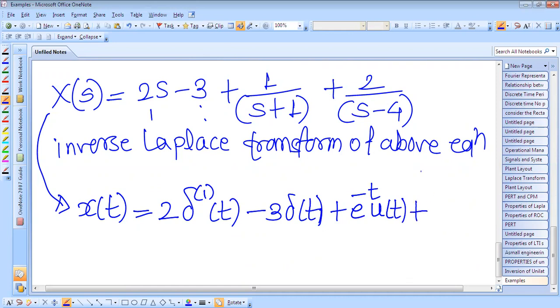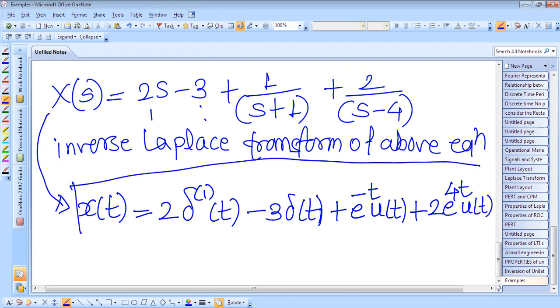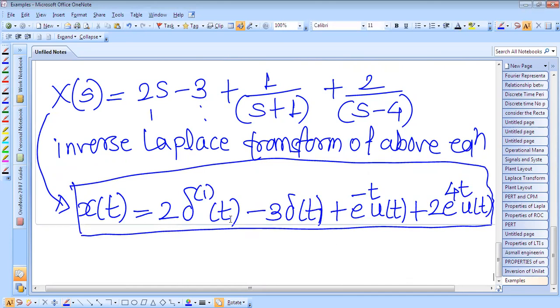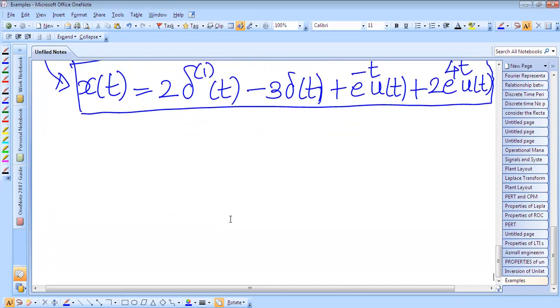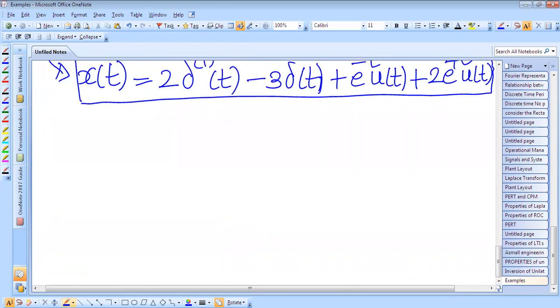It is again 2 into e raised to power 4t into u(t). So this is the inverse Laplace transform of the given transfer function. Okay, so this is the solution.